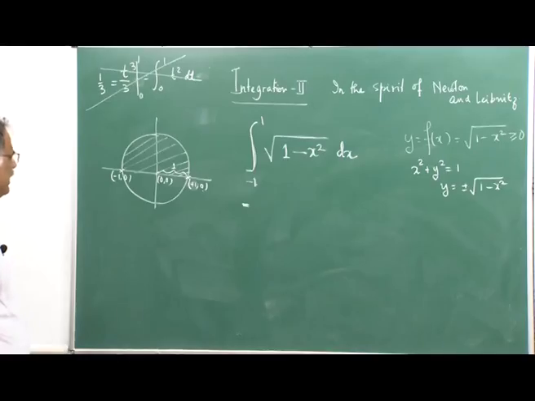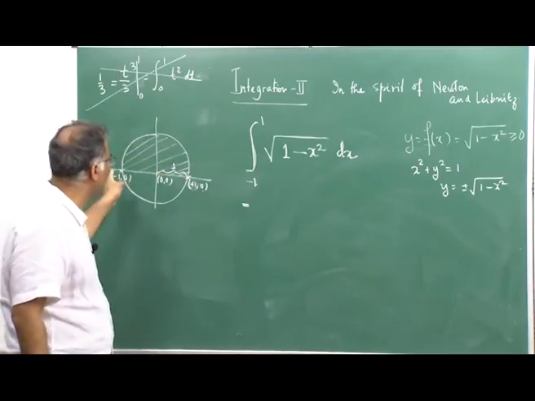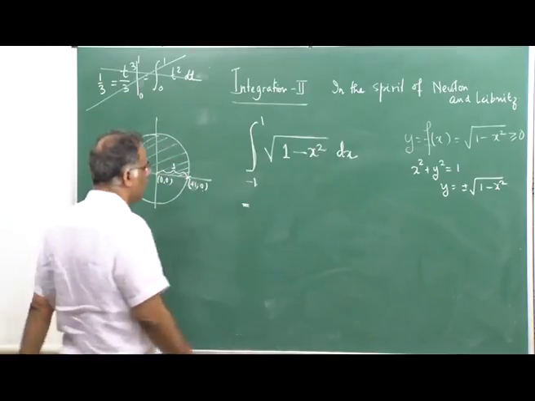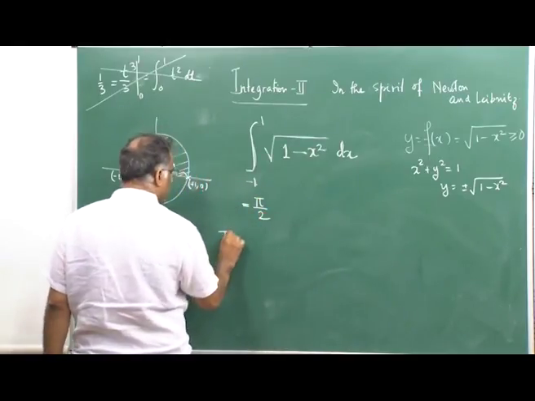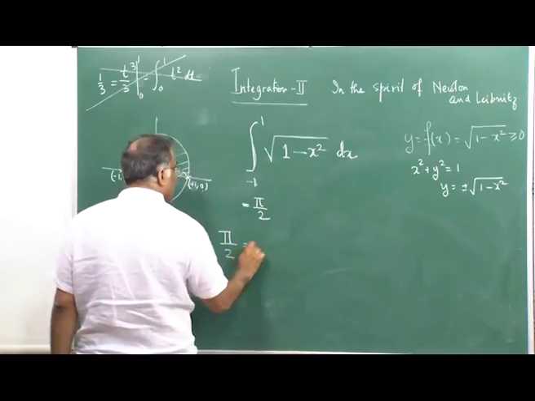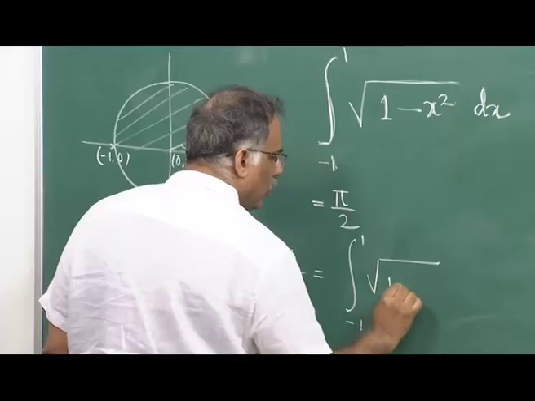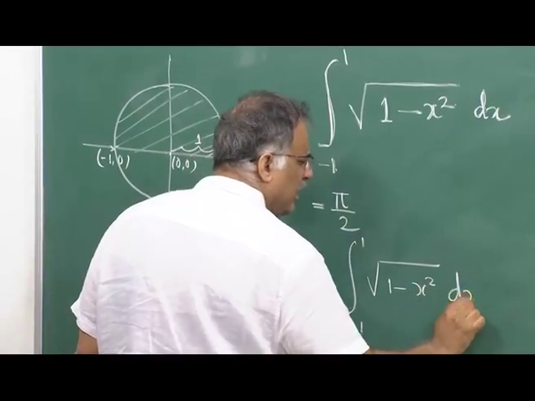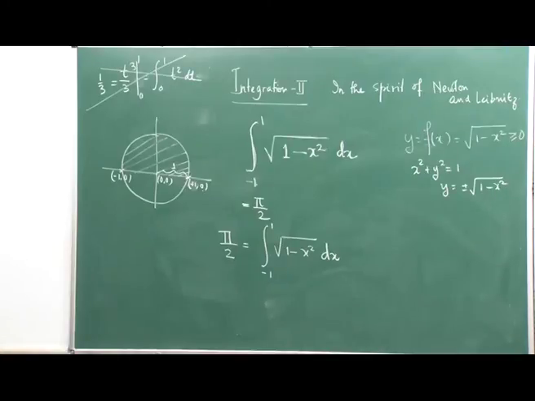So its area is pi r square, it is pi, but I am only looking at the half part. It is symmetrical, because I am just evaluating the positive part. So this is nothing but pi by 2. So pi by 2 is the integral from -1 to 1 of √(1 minus x square) dx. See, such a complicated looking integral can be immediately figured out.